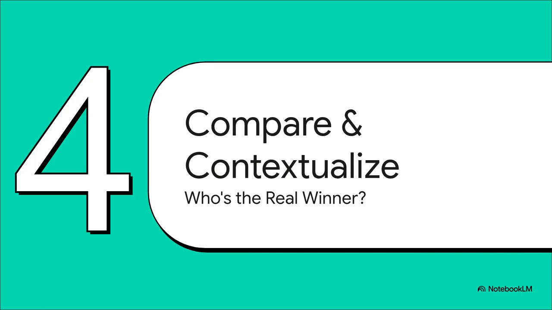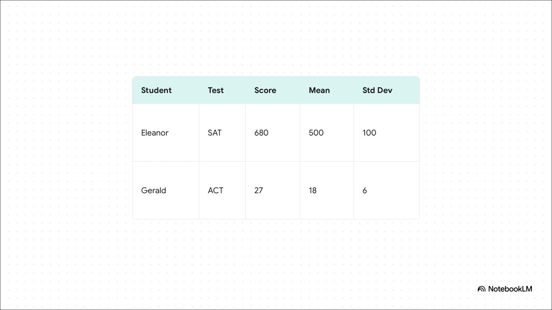Okay, so we've got a really good handle on the group now, but what if we need to compare 2 specific people, especially if they're not even in the same group? Well, our last tool is all about adding that crucial context. All right, meet Eleanor and Gerald. Eleanor got a 680 on the SAT. Gerald got a 27 on the ACT. Now, who did better? Their scores are on completely different scales. It's like comparing apples and oranges, right? You can't just look at the raw numbers.